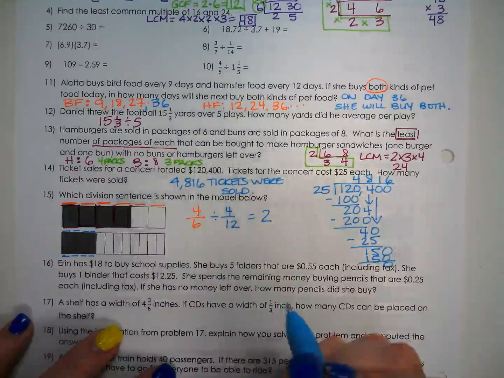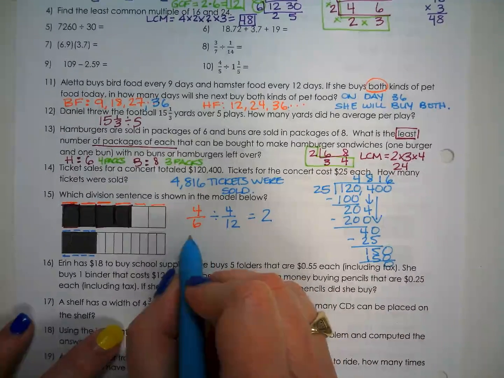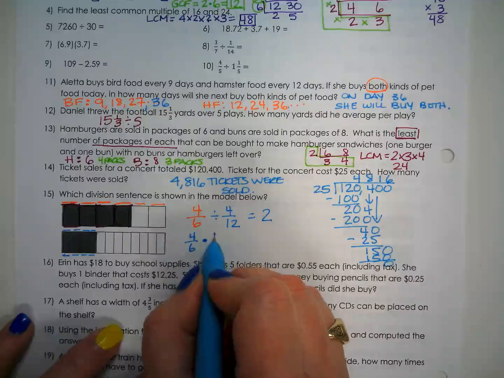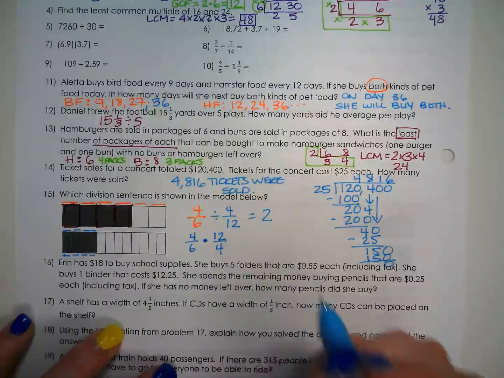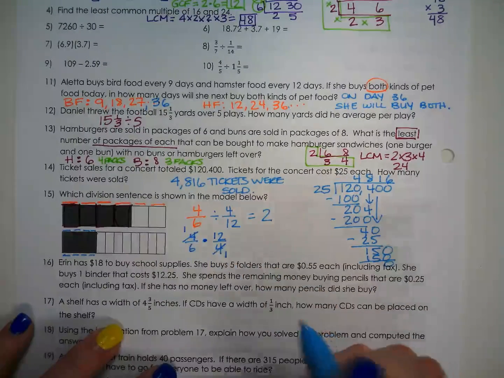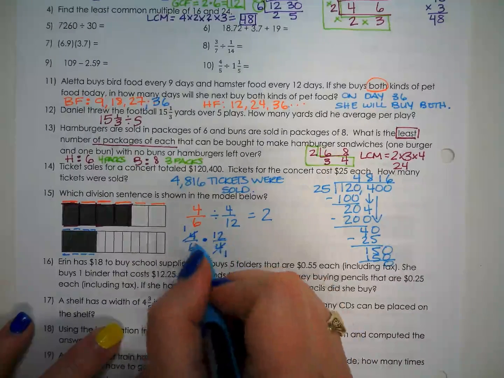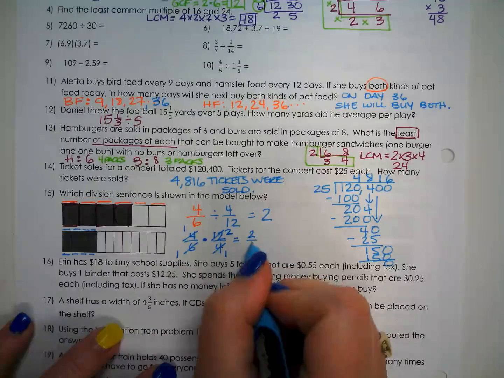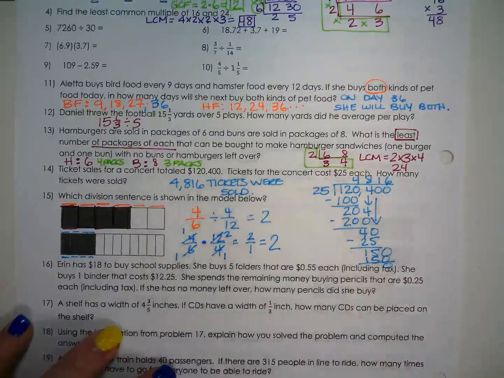And you can see that if you use your keep, change, flip method. We're going to keep the first one, change to multiplication, flip the second one to its reciprocal, and we're going to simplify. 4 divided by 4 is 1, and same thing down here. 6 and 12 share a common factor of 6, leaving me with 1 and 2. When I multiply, I get 2 over 1, which equals 2.